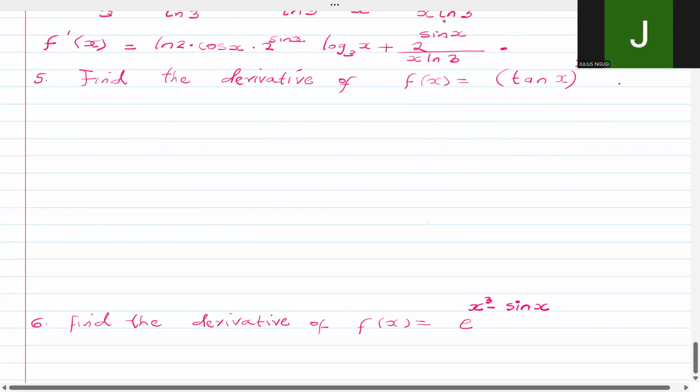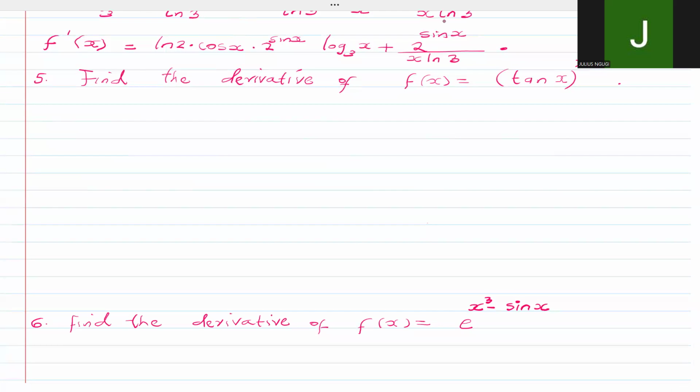For number 5, we have only one question for the recitation remaining. So number 5, it's the derivative. And now this one, we use what we call logarithmic differentiation. And this logarithmic differentiation, we start by, this one is y equals tangent x to the power of 3 over x.